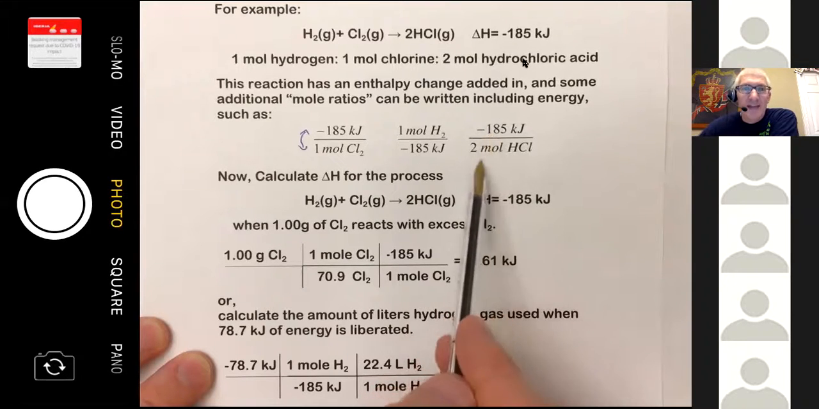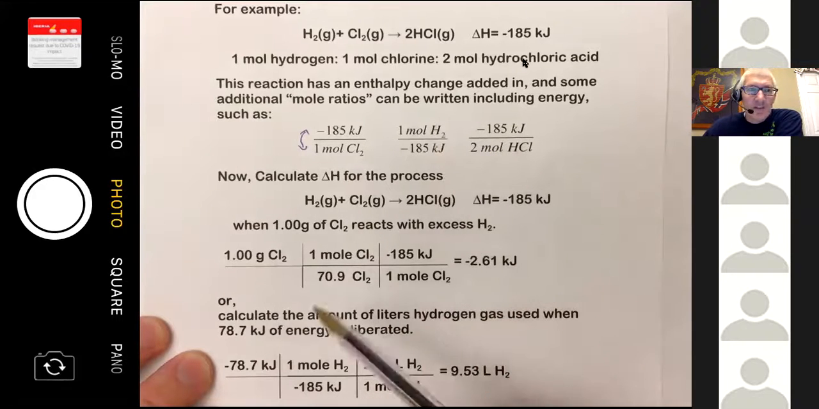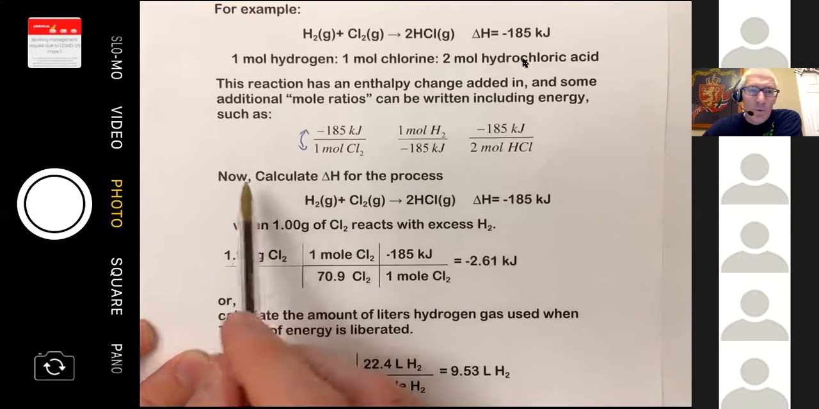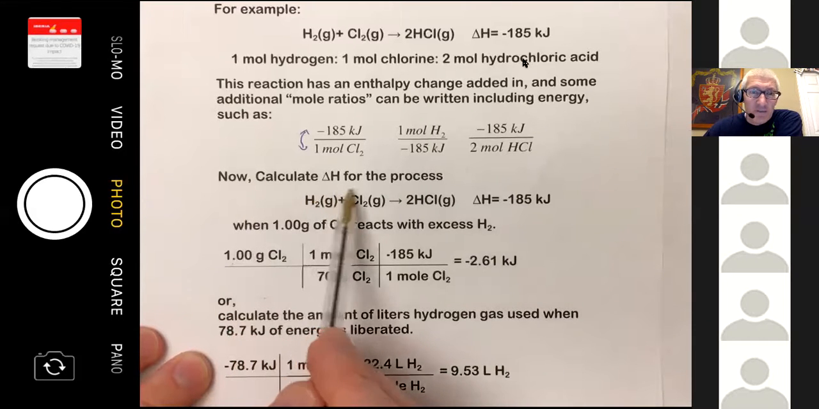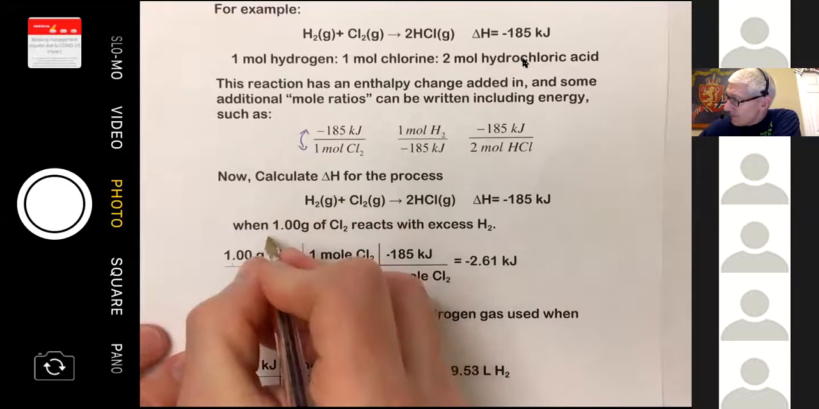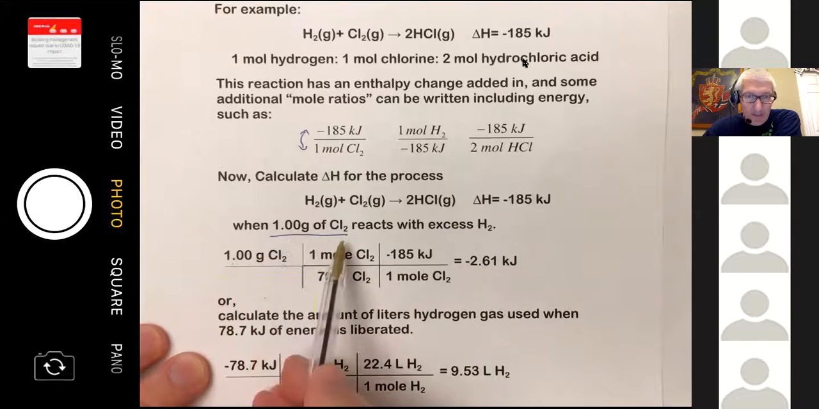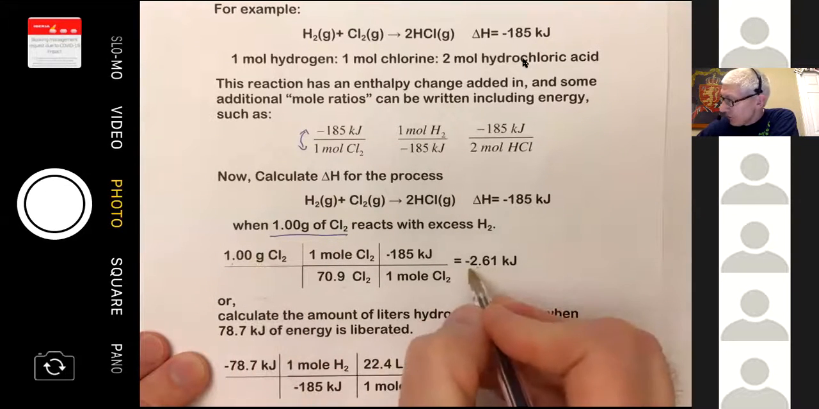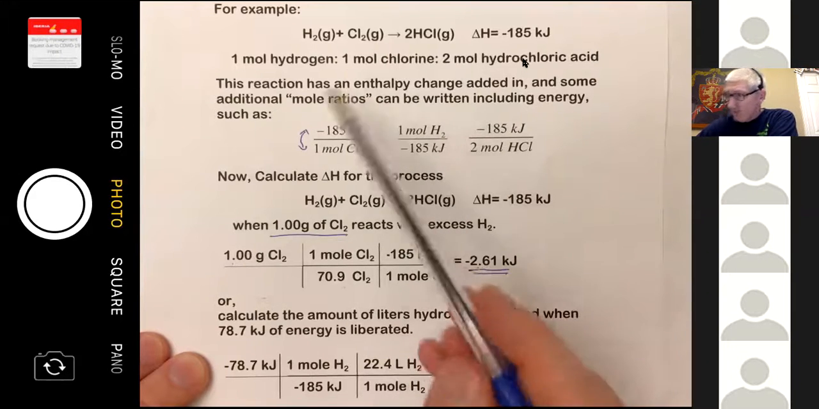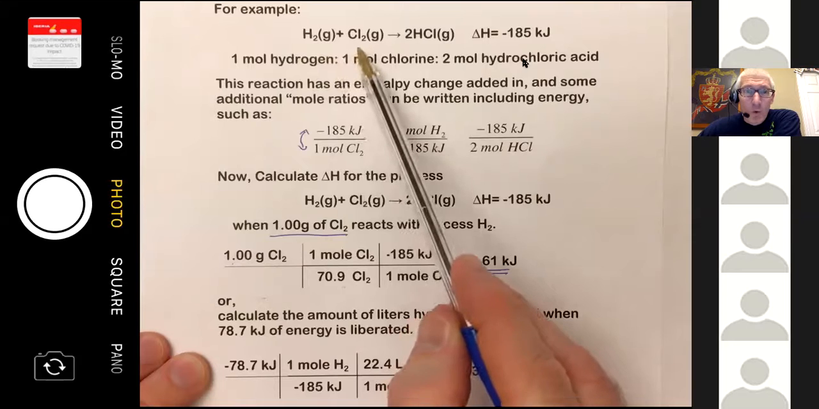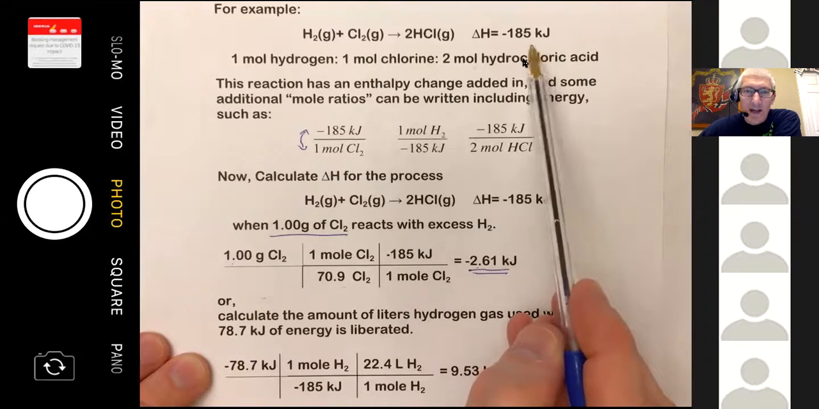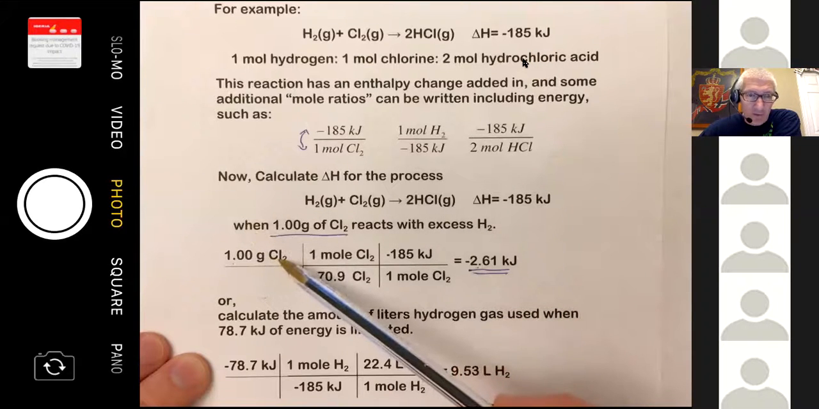Just like we did stoichiometry problems, we can do stoichiometry using these heat numbers, okay? So if we wanted to calculate the change in heat for this process, and it's giving me one number, 1 gram of chlorine, you say, okay, I want to know how much heat is given off. I know that for every 1 mole of chlorine, I should be giving off 185 kilojoules worth of energy, but I don't have 1 mole of chlorine. I have 1 gram of chlorine.